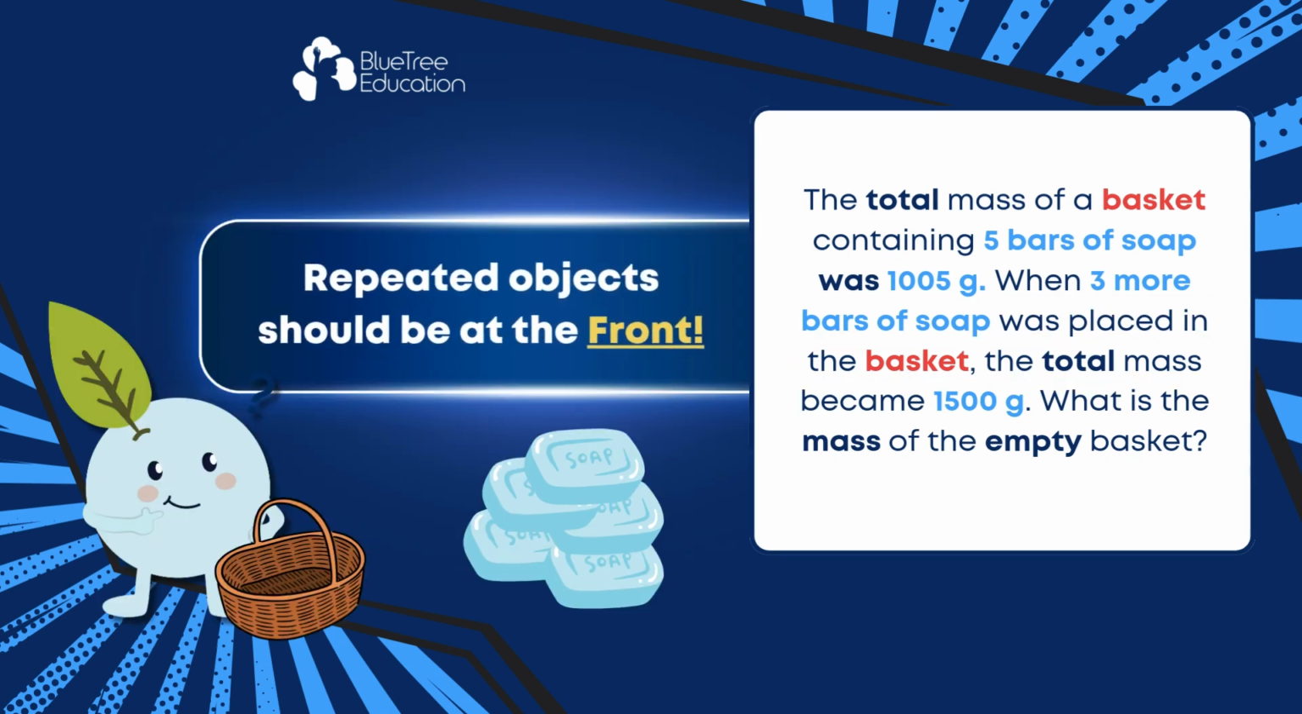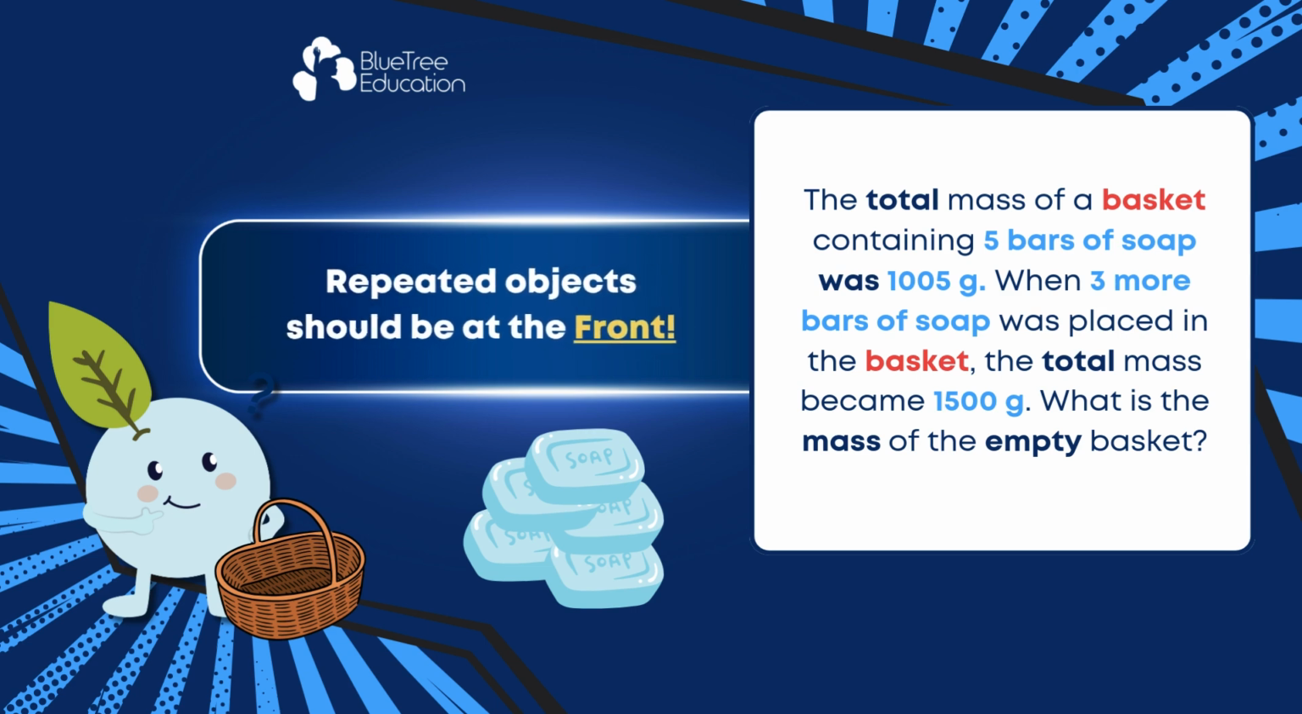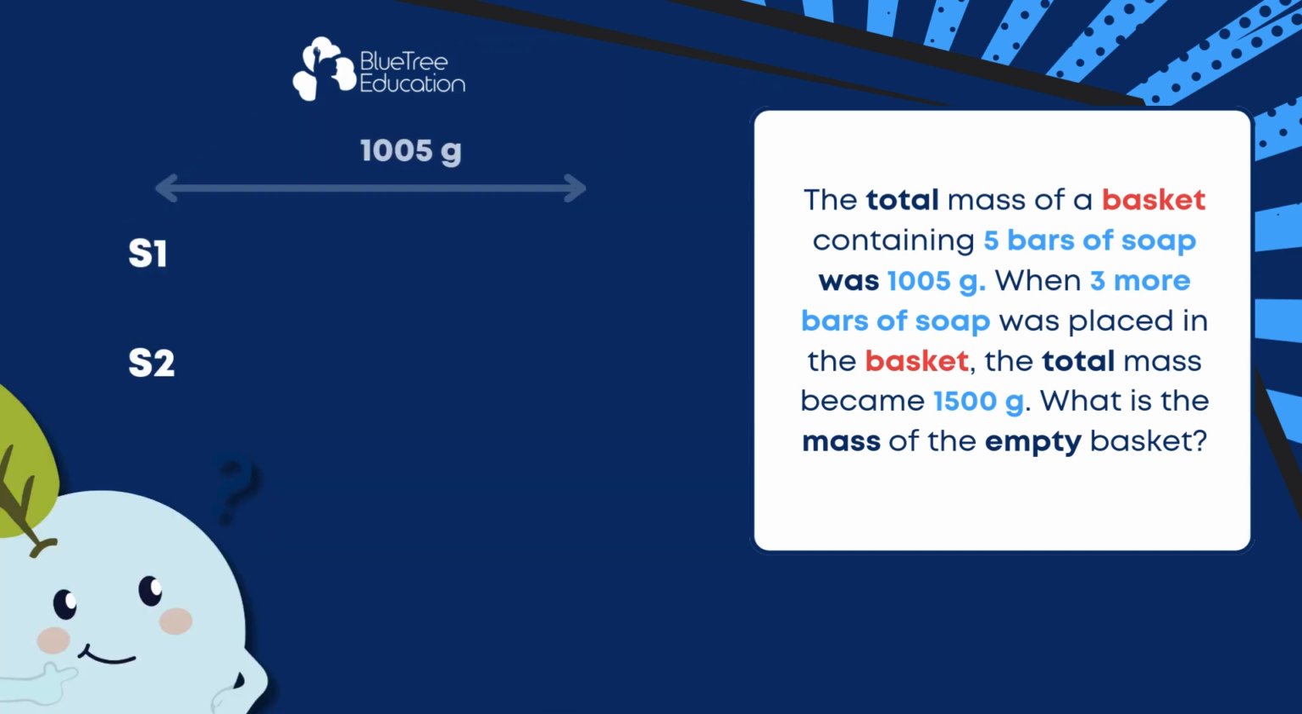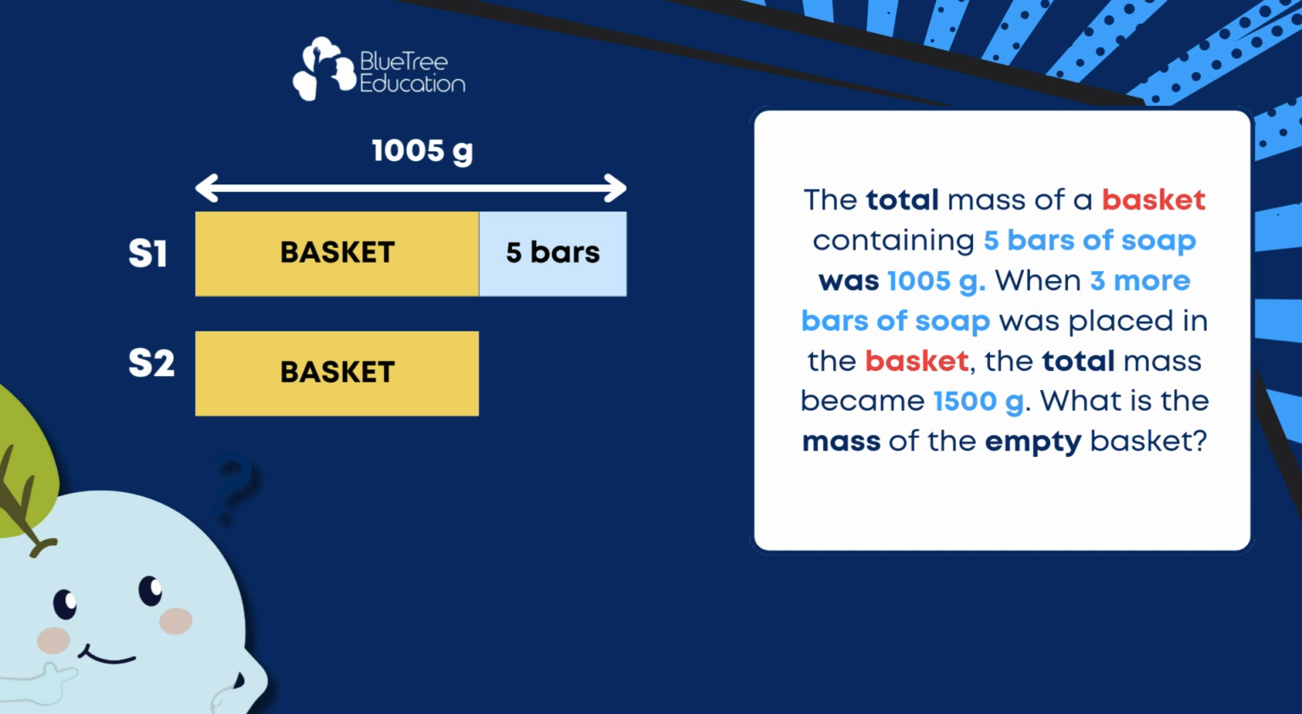So once you have identified the repeated item, always remember when you're drawing your model, always place your repeated object at the front of the model. So let's start drawing the model now. So sentence 1 and sentence 2 for S1 and S2. Since the basket is the repeated item, we will start drawing the basket first, so they are exactly the same.